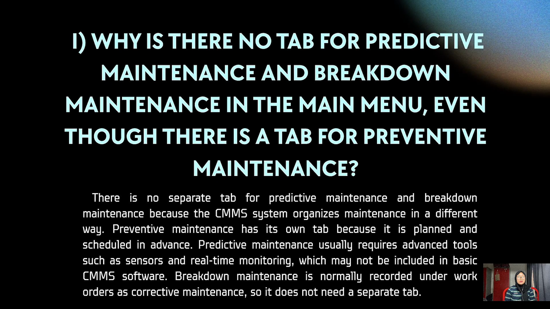So my answer is there is no separate tab for predictive maintenance and breakdown maintenance because the CMMS system organizes maintenance in a different way. Preventive maintenance has its own tab because it is planned and scheduled in advance, while predictive maintenance usually required advanced tool such as sensor and real-time monitoring, which might not be included in basic CMMS software. Breakdowns maintenance is normally recorded under work order as corrective maintenance, so it doesn't need a separate tab.